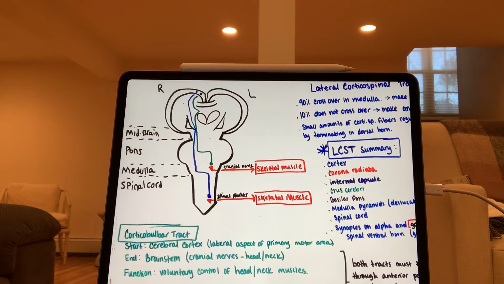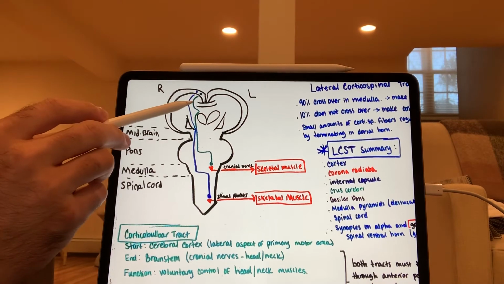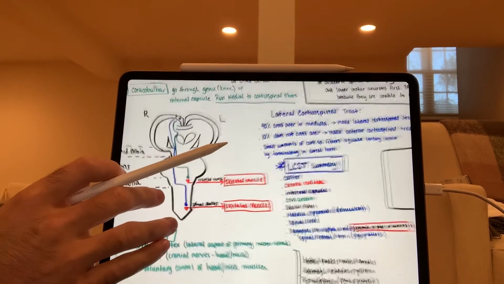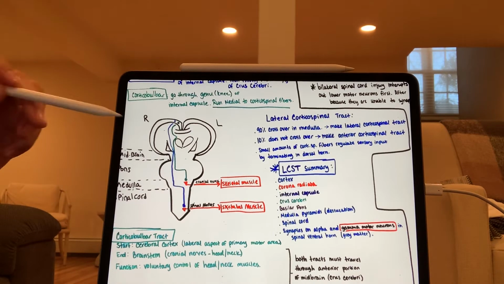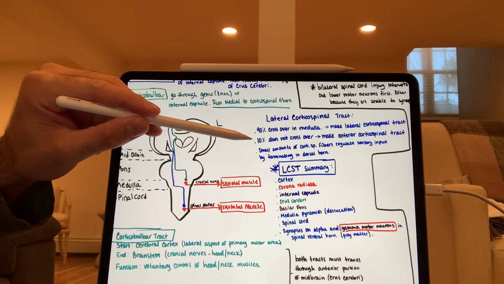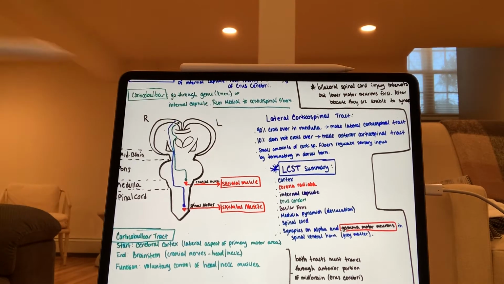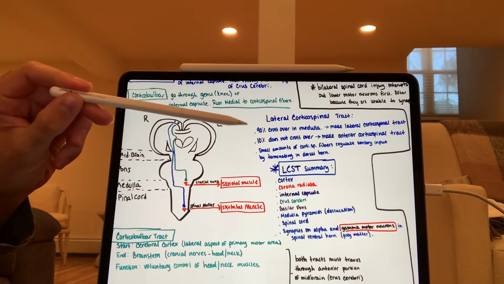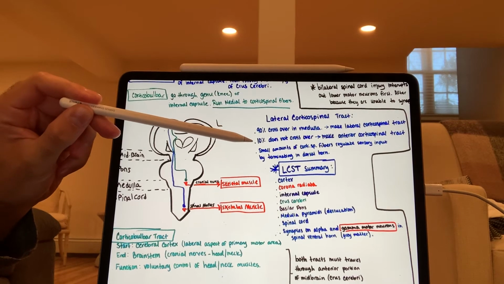If we run through the lateral corticospinal tract, we can see that in the light blue, or the blue in this case, 90% will cross over in the medulla and 10% will not cross over in the medulla. The interesting fact about this is that the 90% that crosses over in the medulla makes the lateral corticospinal tract, and the 10% that does not cross over makes the anterior corticospinal tract. And we said yesterday that the corticospinal tract actually splits into two, the lateral and the anterior. But we're really more focused on the 90% that's crossing over in the medulla compared to that 10% that does not cross over.